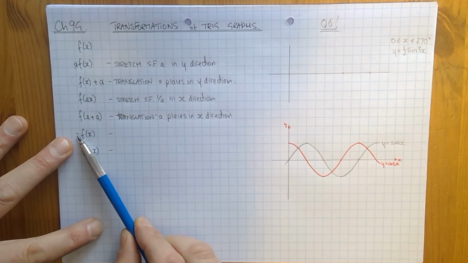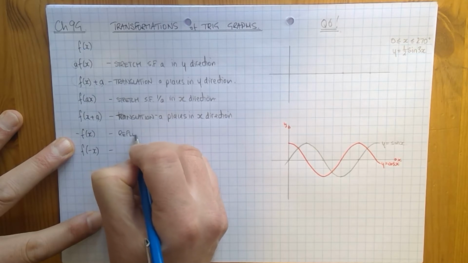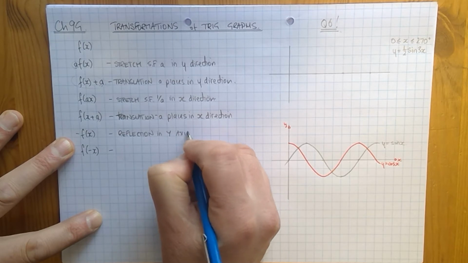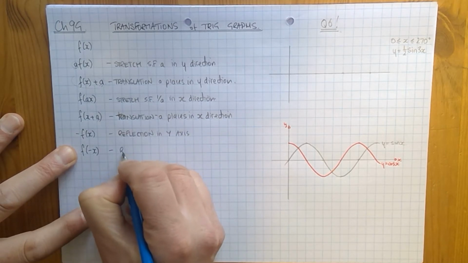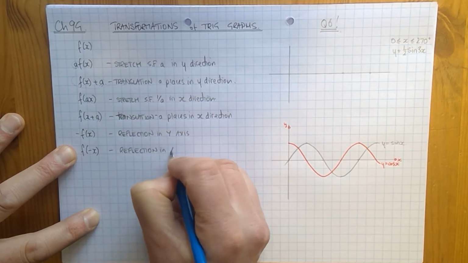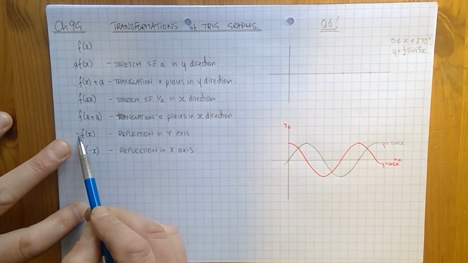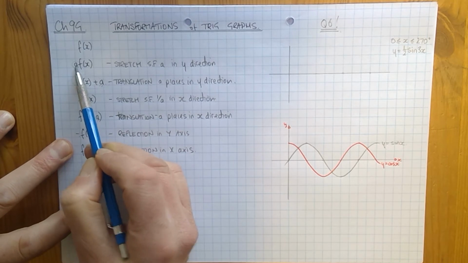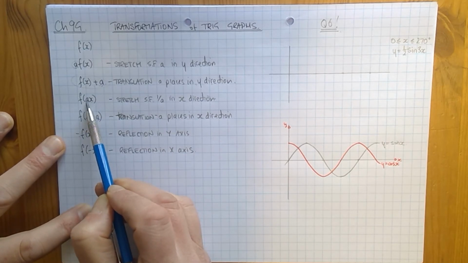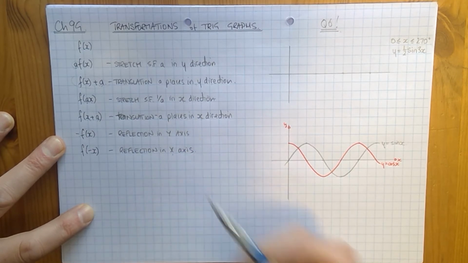Special cases, minus f of x is simply a reflection in the y-axis, and f of minus x is a reflection in the x-axis. Notice once again, if the minus is outside, it's in the y direction. If I'm multiplying on the outside, it's in the y direction. If I'm adding on the outside, it's in the y direction. If the operation is inside the brackets, then it's always in the x direction.